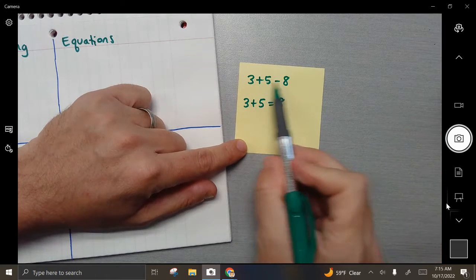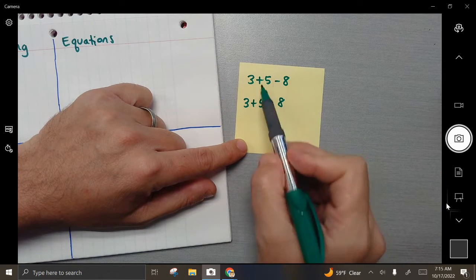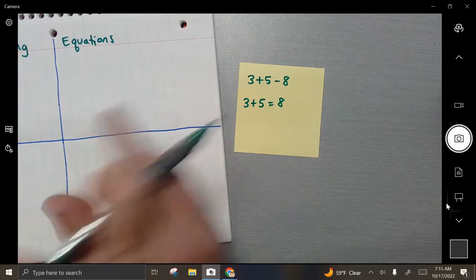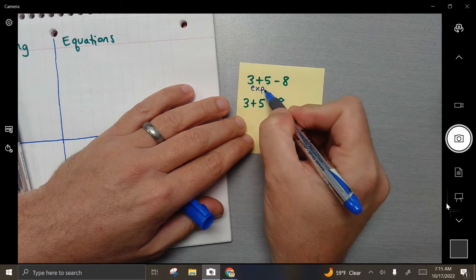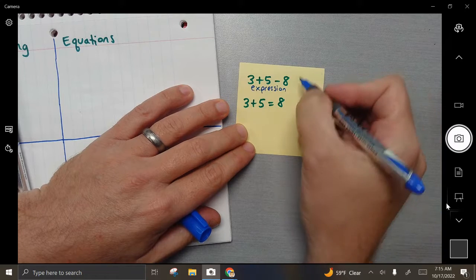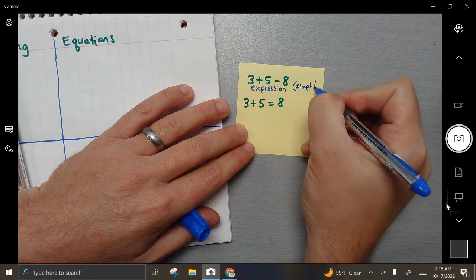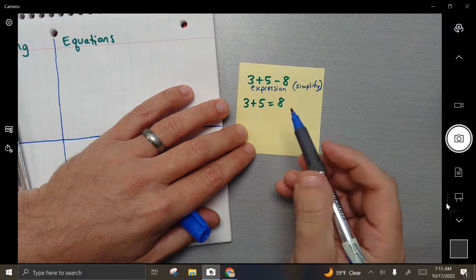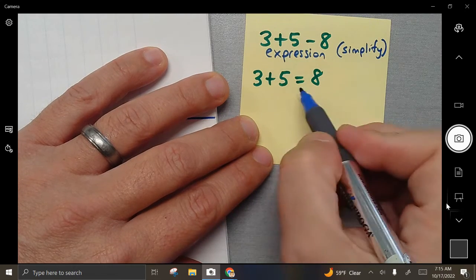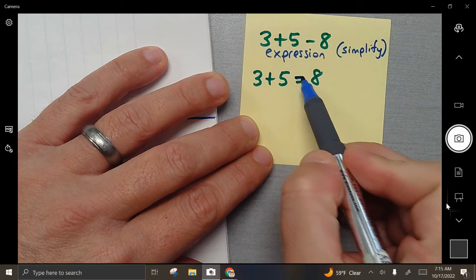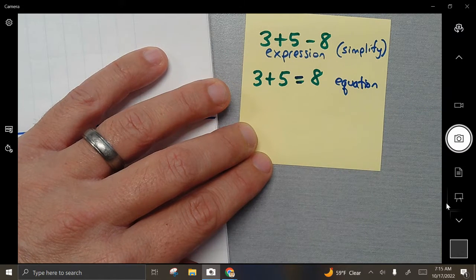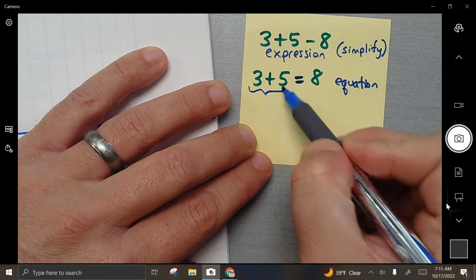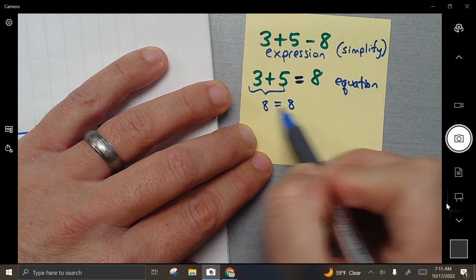If you look at these two, they are different, right? This one up here is called an expression, and what we usually do is simplify an expression. Here is called an equation. The difference between these two is you see an equal sign. Equation has equal in it. For this one, 3 plus 5 is 8. Does 8 equal 8? Yep.